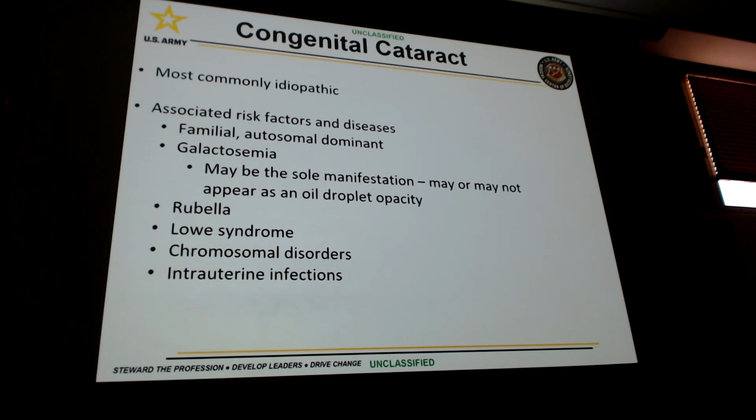Okay, congenital cataracts are bad. If you have a kid that comes in and they have leukocoria, a white pupil, that's a bad thing. We want to get that cataract out emergently because we want to prevent amblyopia.